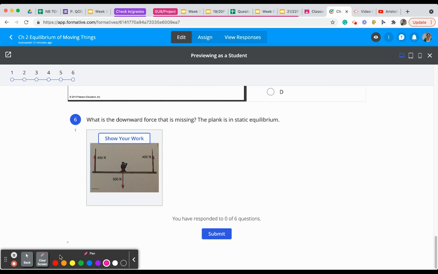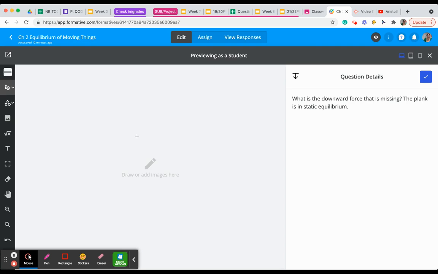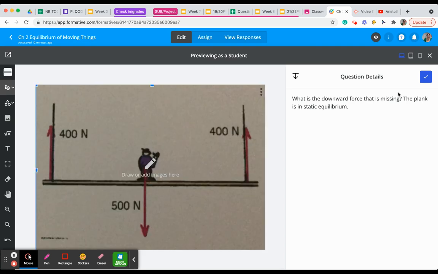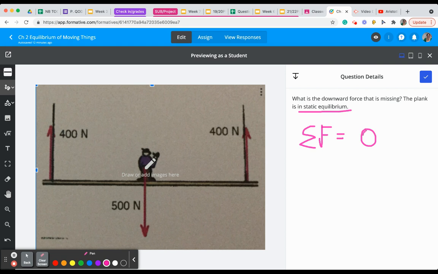Now, this last question here, let's take a look at it. It says, what is the downward force that is missing? The plank is in static equilibrium. Okay, so anytime something is in static equilibrium or dynamic equilibrium, we know that the summation of the forces, or the net force, is equal to zero. That means that if we add up all of these vector arrows, these force arrows, they should equal zero because it is in a state of equilibrium, whether it's static or dynamic.